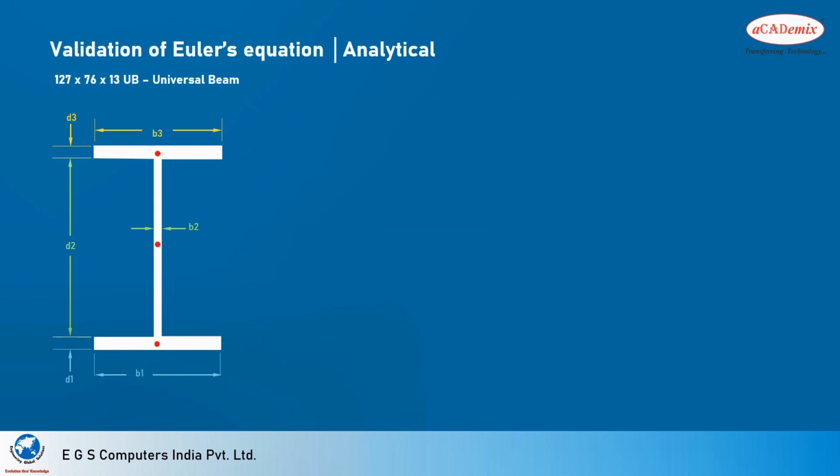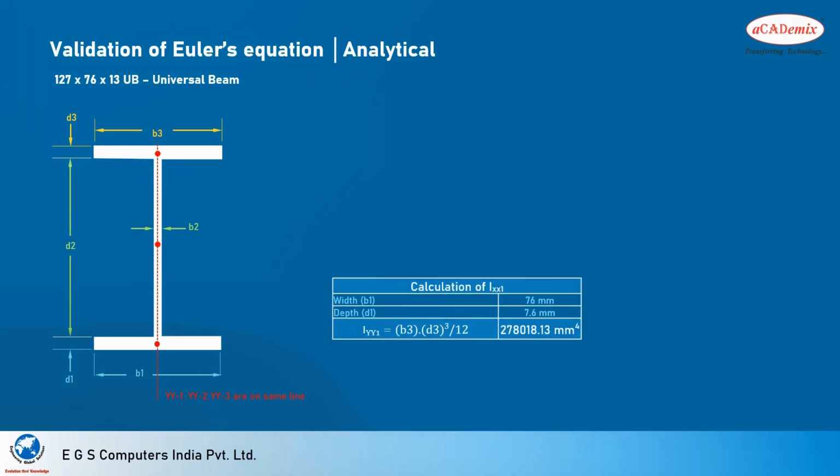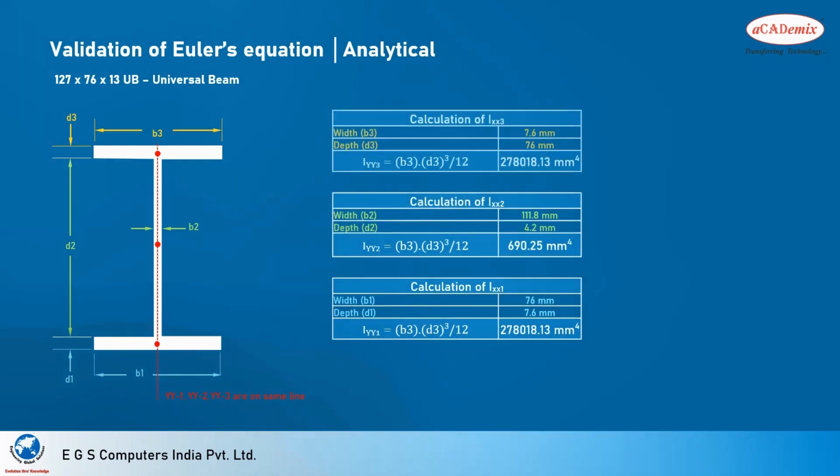Similarly, in the yy direction, we have to calculate the moment of inertia. The Y-axis of all sections lies on the same line. Applying the moment of inertia relation for each section, the y-axis gives these values. Summation of these three section values in the y direction gives the area moment of inertia of the selected universal beam about the yy direction.